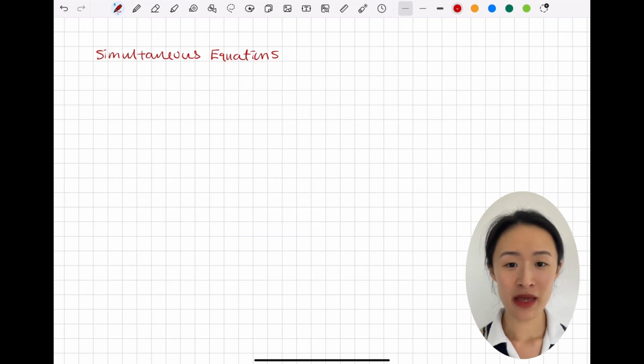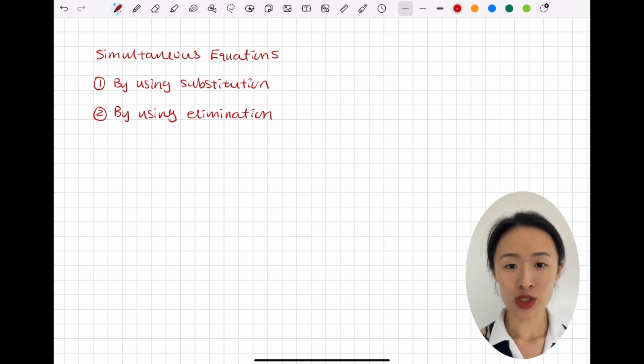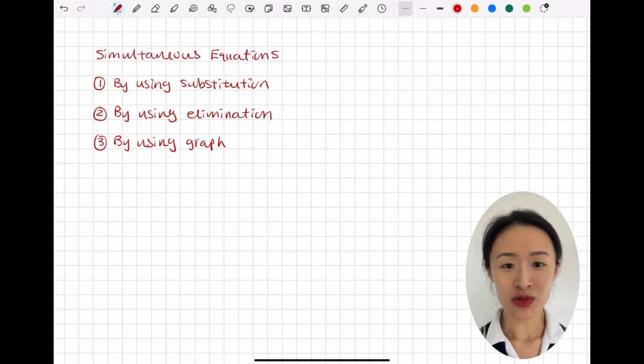There are three different methods to solve simultaneous equations. The first one is by using substitution. The second one is by using elimination. With this method, there are two techniques to help us to do that. And the final one is by using graphs, which I think is the most powerful method. So let's go through them individually.